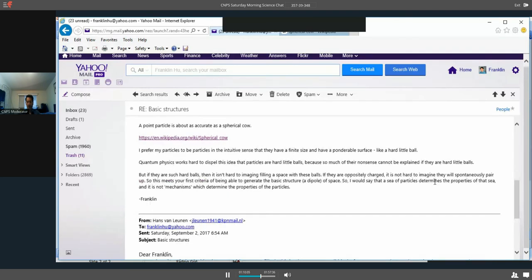Well, I went on with my reply saying that I prefer my particles to be something that has finite size and a ponderable surface, like a hard little ball. This is the way I like to see that. Now, that's of course my personal opinion, but a hard ball can never communicate with another hard ball without touching it. Yes, exactly. That's my point. The only way that one hard little ball can communicate with the other hard little ball is by touching it.